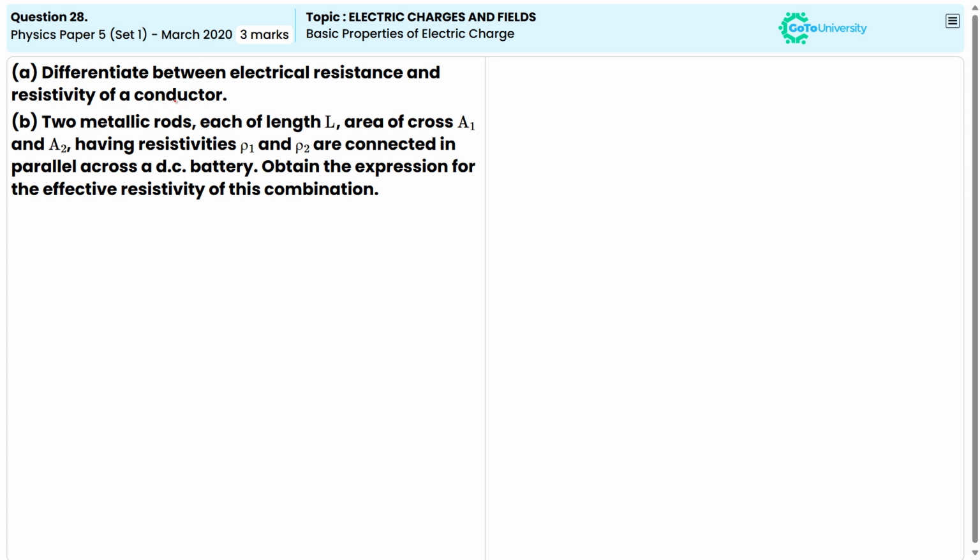Here we have two questions, A and B. We'll discuss one by one. The first question is: differentiate between electrical resistance and resistivity of a conductor. So we'll discuss the difference between these two.